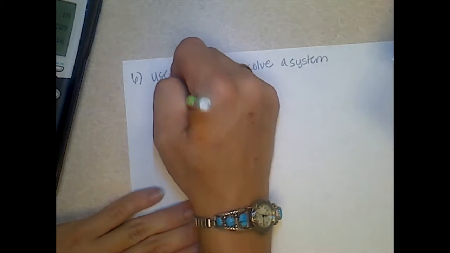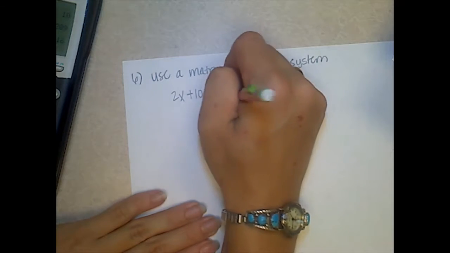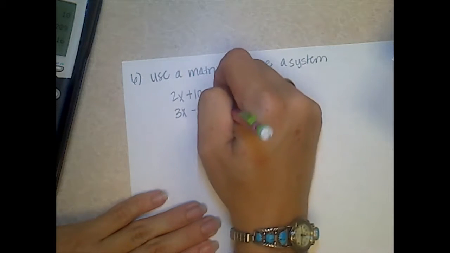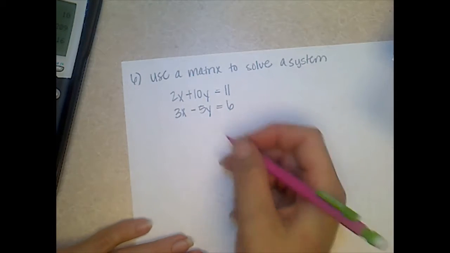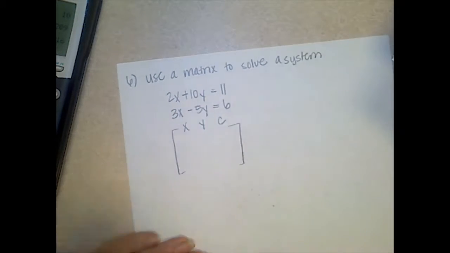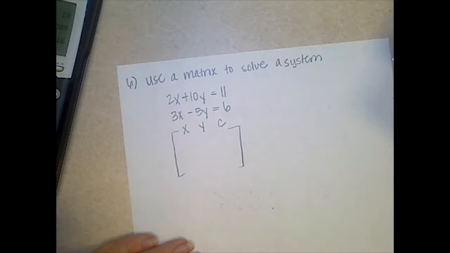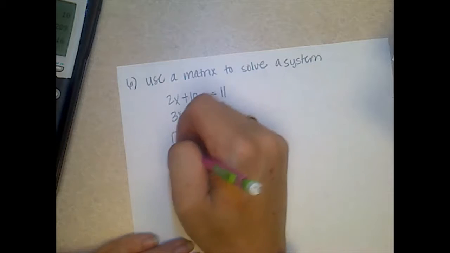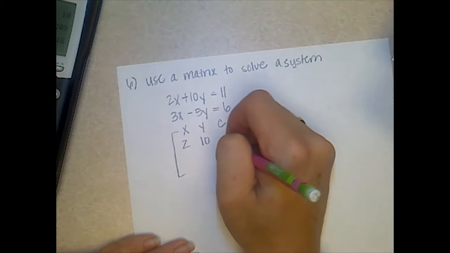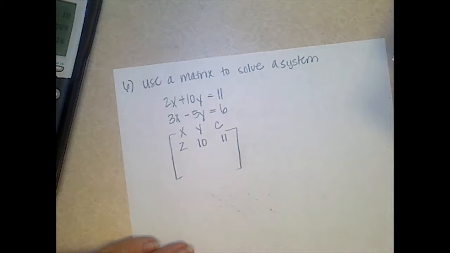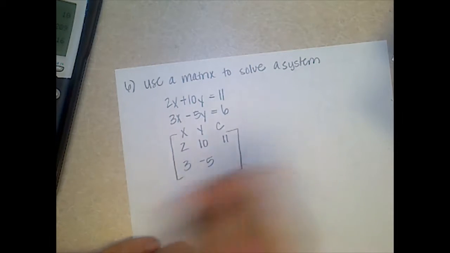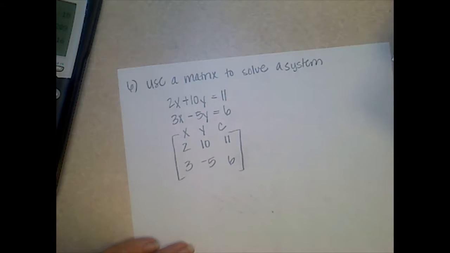Here's the system they gave us: 2x plus 10y equals 11. 3x minus 5y equals 6. I'm going to make this into a matrix. Ready? We're going to have an x column, a y column, and a c. Why did I use c? C is for constant. If it's any kind of plain number, that's what we're going to use. So the coefficient to x is 2. The coefficient to y is 10. The constant is 11 in that first equation. The coefficient in front of x is 3. The coefficient in front of y, negative 5. The constant is 6. It is that easy.